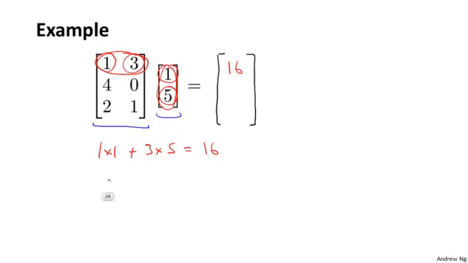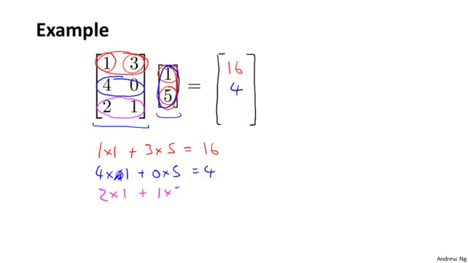Then for the second element, I'm going to take the second row and multiply it by this vector. So I have 4 times 1 plus 0 times 5, which is equal to 4. So I get a 4 there. And finally, for the last one, I have 2, 1 times 1, 5. So I have 2 by 1 plus 1 by 5, which is equal to 7. And so I get a 7 over there.